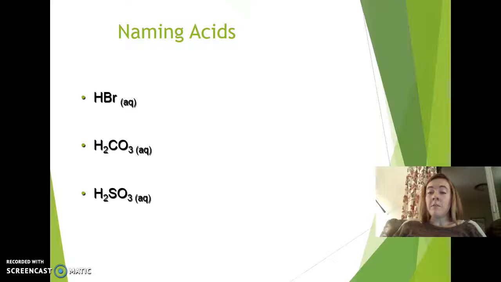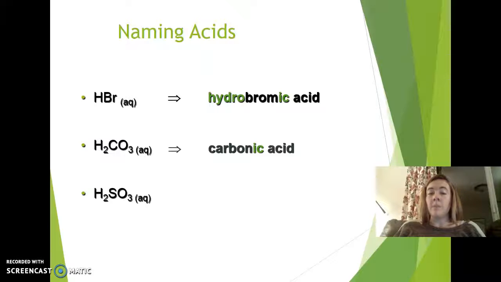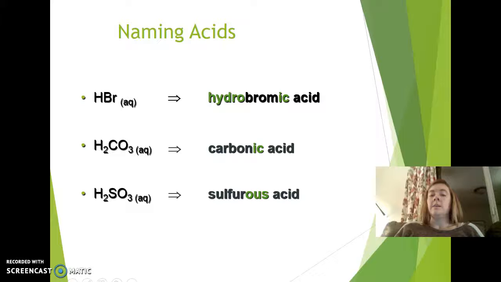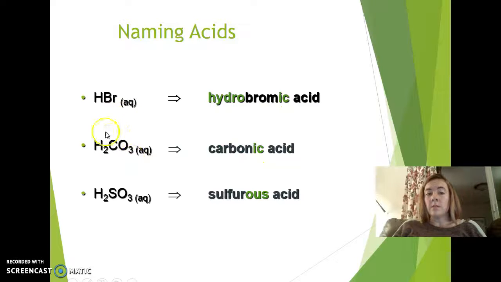If we look at the names of acids, they're a little bit different than how we would name our bases. So this is hydrobromic acid, this is carbonic acid, and sulfurous acid. Okay, the carbonic acid, notice this is a carbonate, right? This is a sulfite.